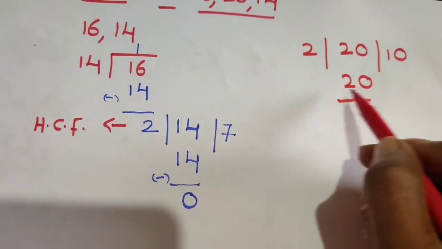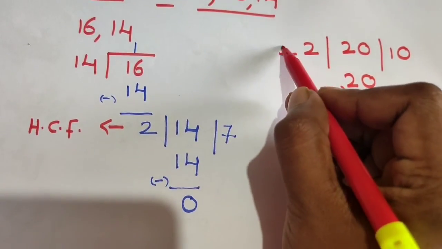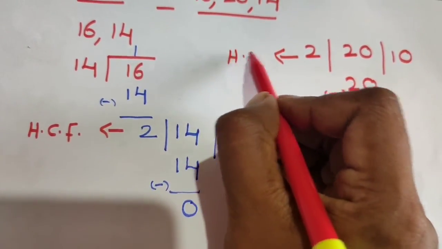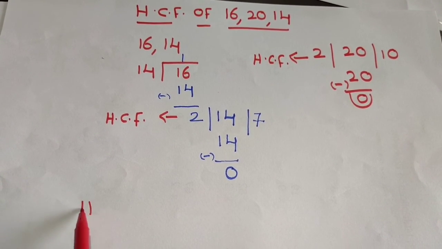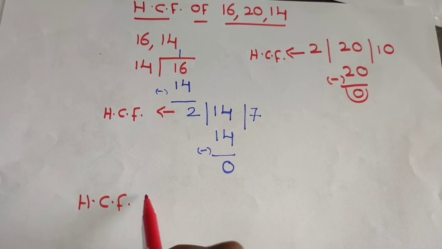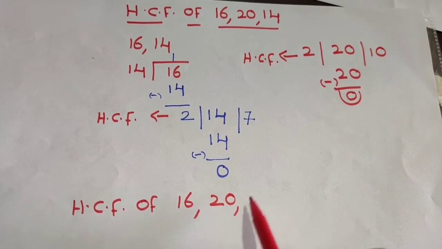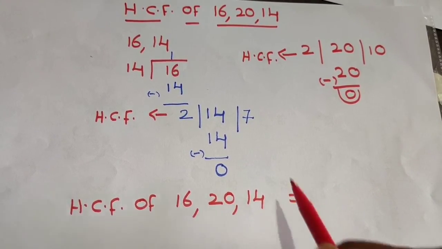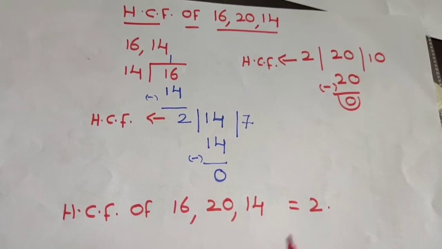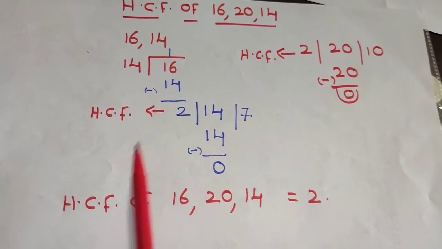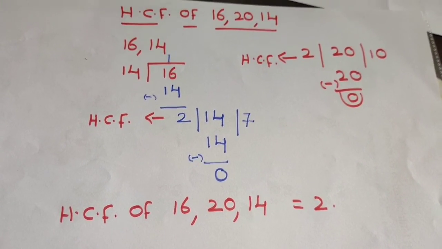Again what we have to do here? We have to subtract 20 from 20, which gives remainder as 0. So now what is the HCF? 2 is our HCF. Always remember, if we didn't get the remainder as 0, you have to continue the process till you get 0 as your remainder. And then the last divisor will be your HCF. So the HCF of 16, 20 and 14 is 2. So in this way you can find the HCF for 3 numbers, 4 numbers, 5 numbers. The same process will be applicable.